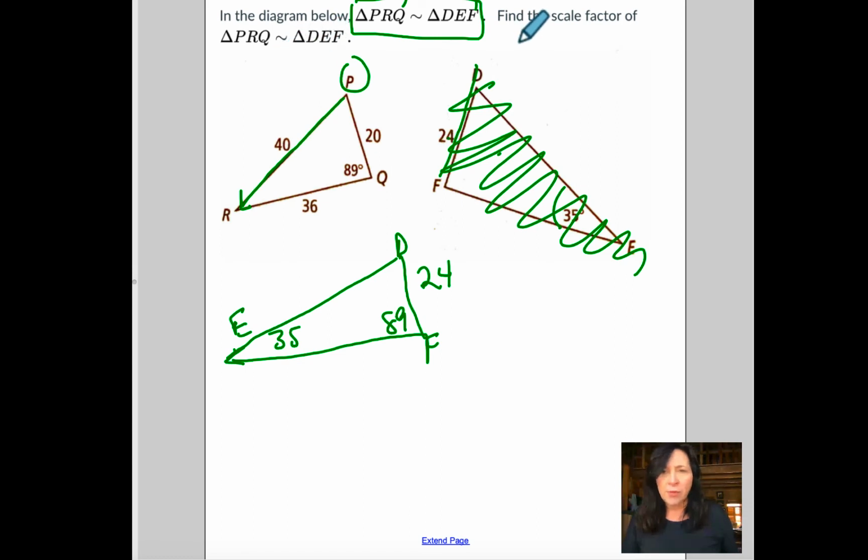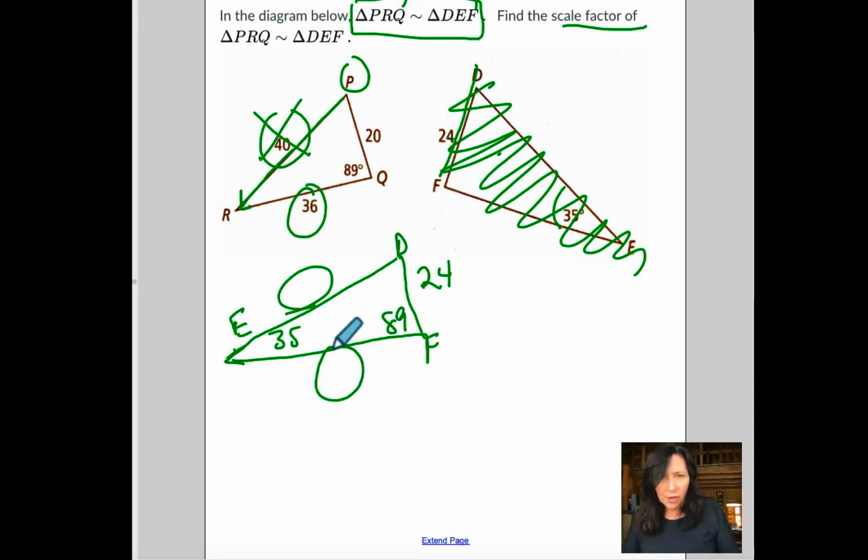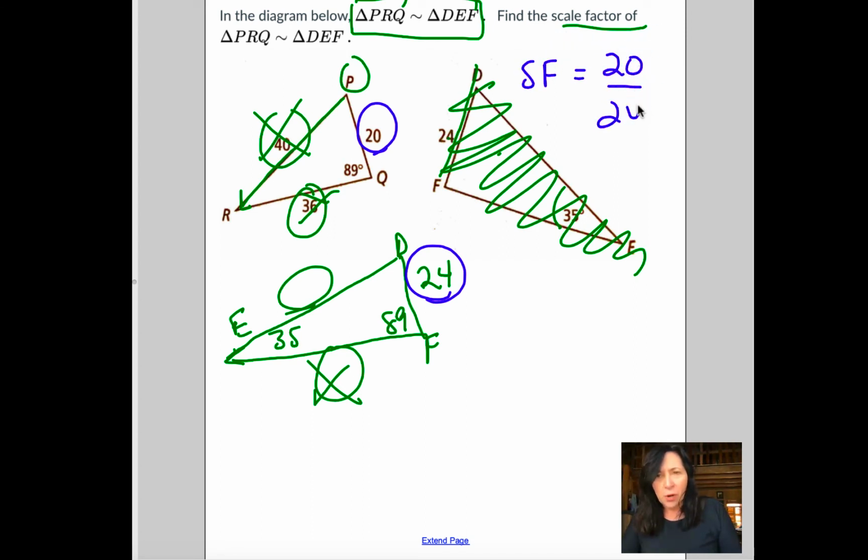And so what they want to know is the scale factor. I can't go 40 to any value because there's no value for ED, so we don't use that one. And I can't go 36 is to any value down here because we don't have that value, so we're not going to use 36. So the only two values that I actually have are 20 and 24. So then my scale factor would be 20 to 24. And then I would reduce that. I'm going to reduce this by 4. And so on top I get 5, and on the denominator I get 6. So my scale factor is 5 to 6.